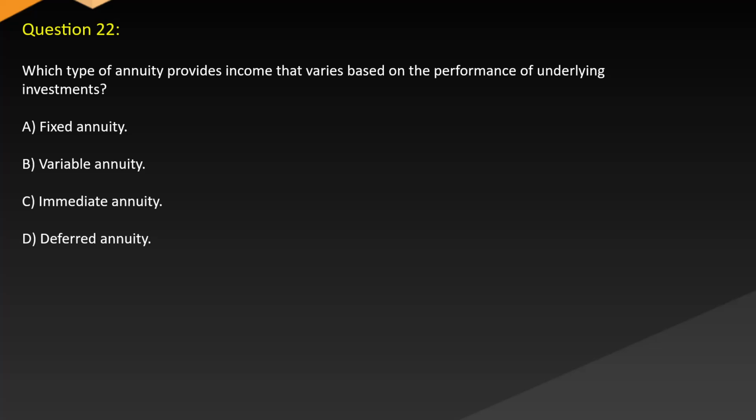Question 22. Which type of annuity provides income that varies based on the performance of underlying investments? A. Fixed annuity. B. Variable annuity. C. Immediate annuity. D. Deferred annuity.